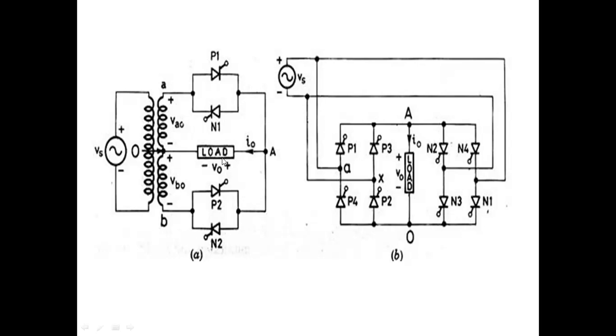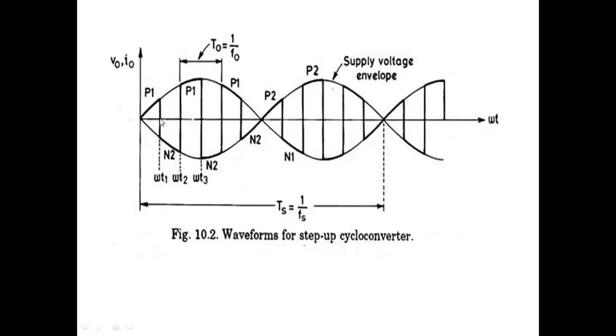Previously, when current was flowing like this, it was plus and minus. Now, when current is flowing in the reverse direction, it is plus and minus the other way. Since the polarity is changed, we get the negative cycle. Again we forcibly switch off N2. Again P1, again N2, again P1, again N2. So up to the half cycle we have discussed. Any doubt up to this?